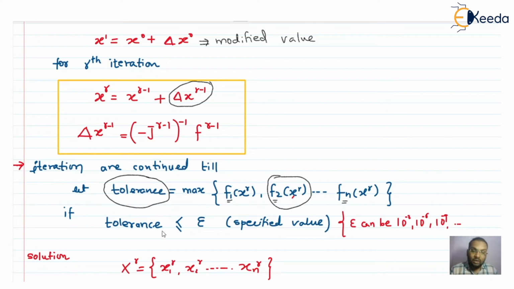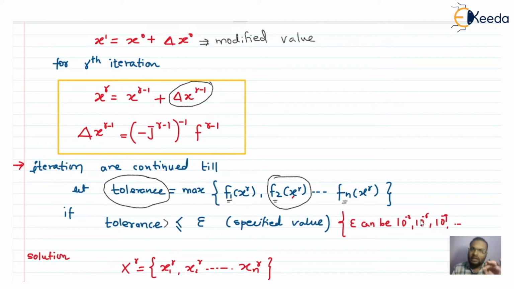If it is less than or equal to the specified value, then you can stop your iteration. If it is greater than the specified value, then you have to go for the next iteration. Now, what is the specified value? It depends on the nature of the study.